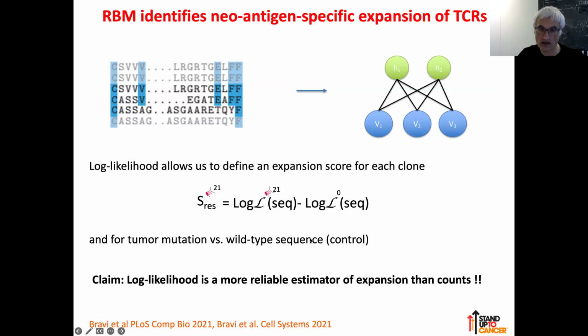So the claim we have is that the log likelihood of the model is a much more reliable estimator of expansion than counts. The reason is exactly something I mentioned right at the beginning of the talk. If you just look at the counts of each sequence, then you are not using any cross-information between different sequences. You compare the number of counts at day 0 and day 21, and you do that sequence per sequence. What you learn from one sequence is not helping you for another one. So you cannot reduce the noise by having more sequences. While the machine is trained on all sequences together, and it gives you a consolidated score, which incorporates all the information.